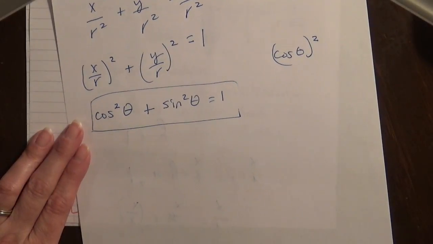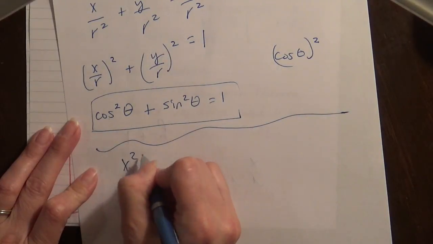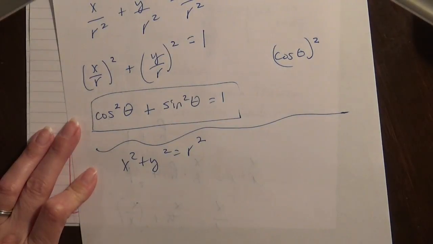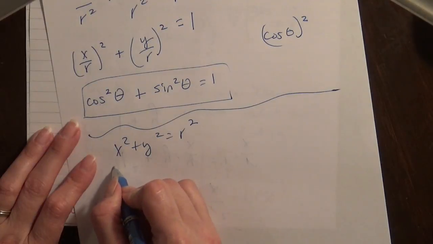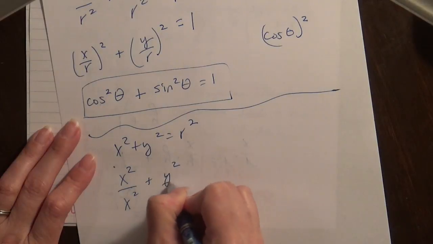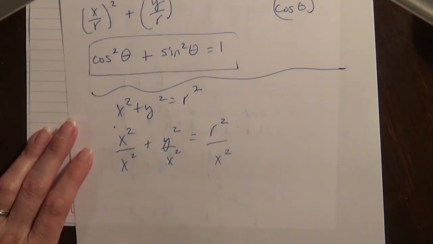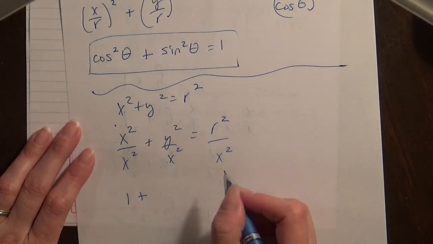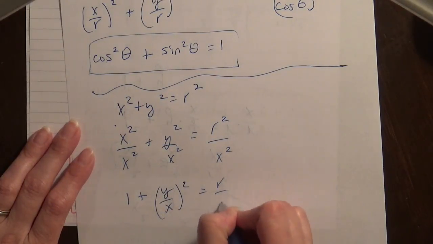I'll do one more and then I'll just give you the last one to memorize. So let's do x squared plus y squared equals r squared. That's my Pythagorean theorem. And what if I divided everything by x squared this time? Let's see what happens now. So divide each term by x squared. Well, x squared over x squared, that's 1. And this is y over x quantity squared equals r over x quantity squared.